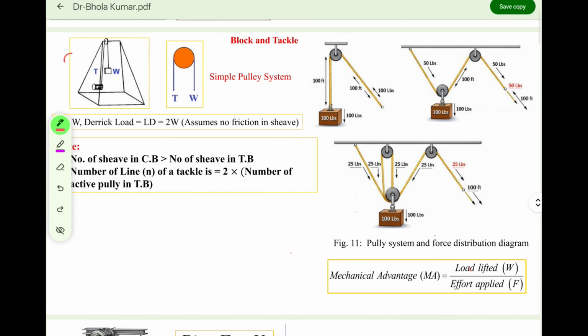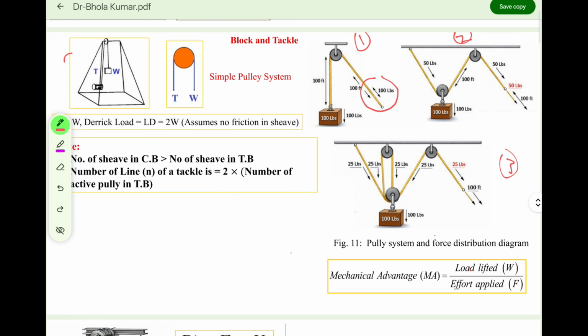So if you observe, let's suppose I am saying this is diagram 1, this is diagram 2, and this is diagram 3, right? Let's talk about diagram 1. So this 100 lb means the weight we want to lift, right? 100 lb of weight we want to lift. So I have to apply 100 lb of load, right?